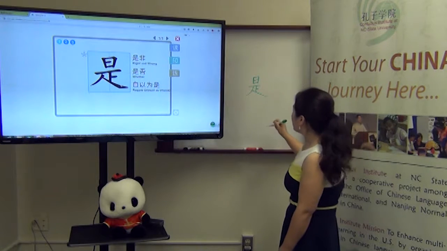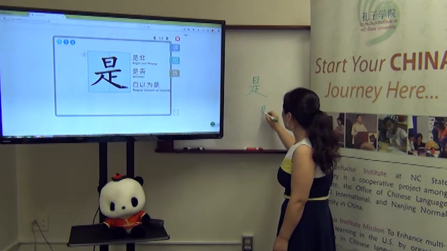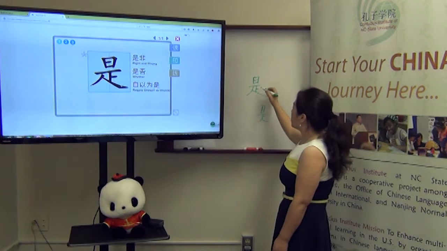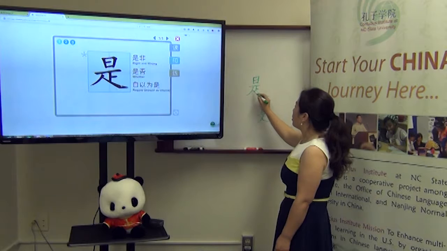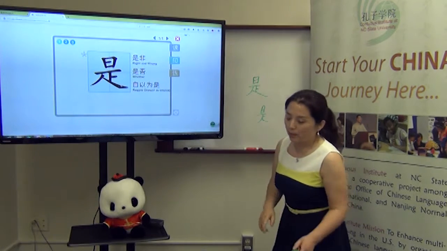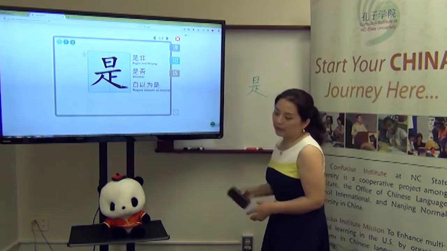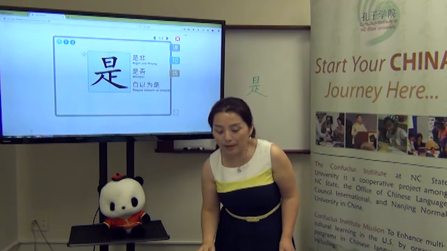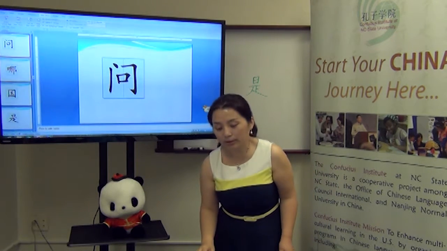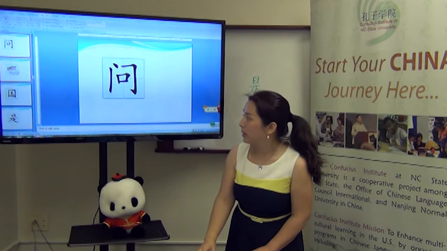For some, they write the 是 into this. This is not correct. They are separate. See, a touch here and then a touch here. So this is what I'd like to call your special attention. And for all the other characters, it's not that difficult.